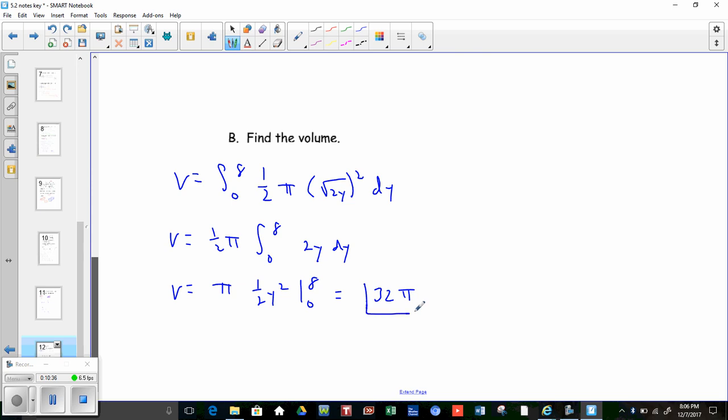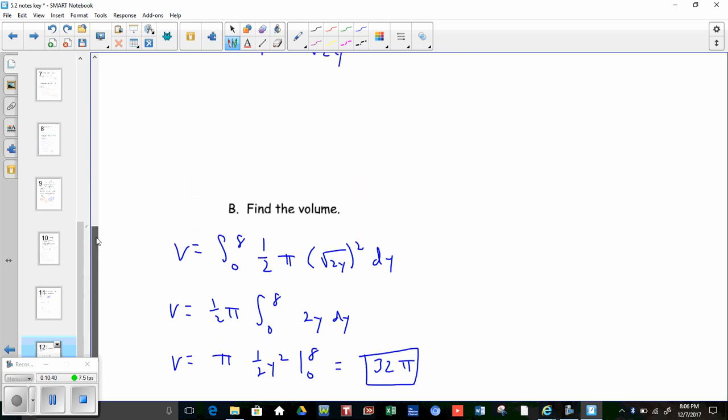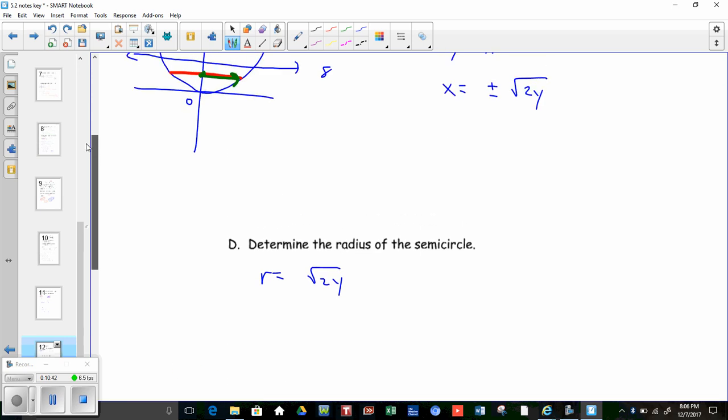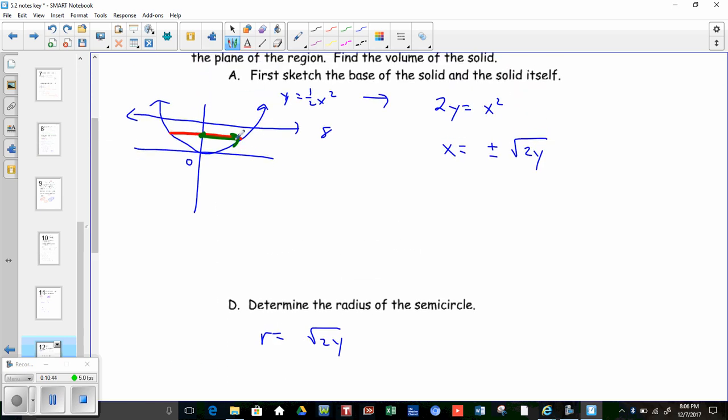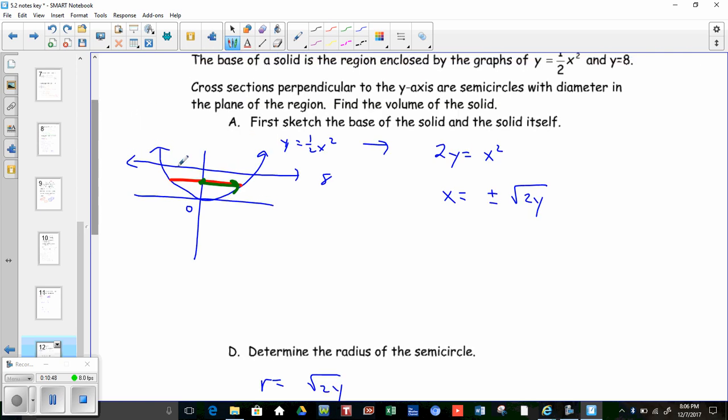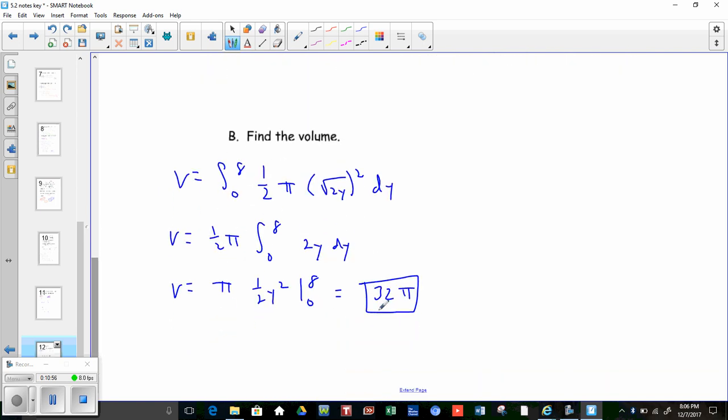So the volume of this particular figure is 32 pi. That was if we had a base bounded by that parabola and the line y equals 8, and the cross sections were semicircles. So there you go. That should take care of it. That should be enough.